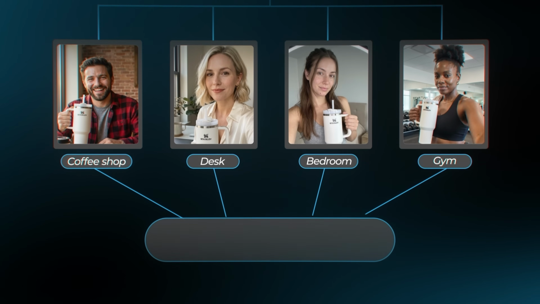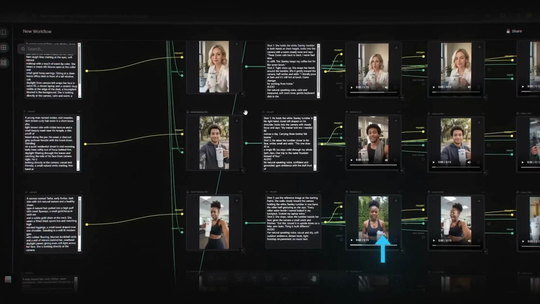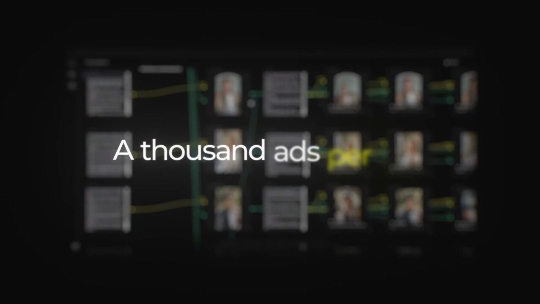And then each one branches into multiple AI video models in parallel. So in just a few clicks, you can go from one single product image into hundreds of AI UGC ads that are ready to run. And the number of ads you can create with this cascade depends on how much you want to scale it. Because with the right setup, this can easily go up to 1,000 ads per day.